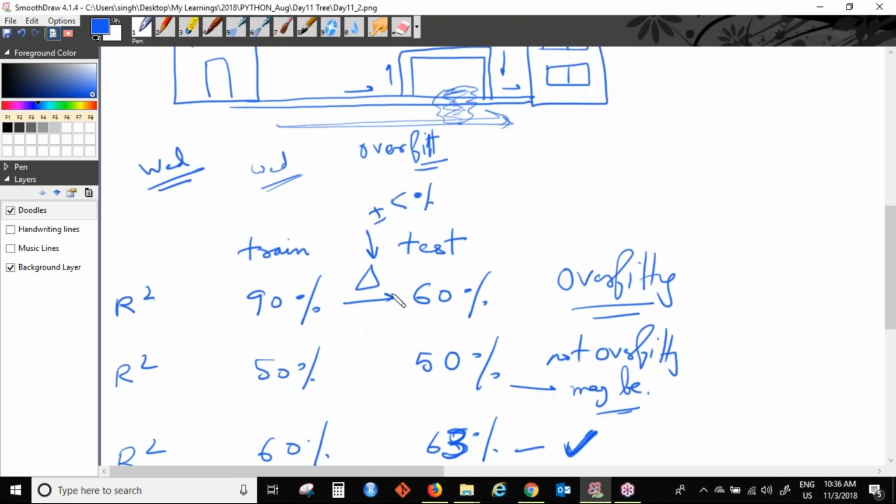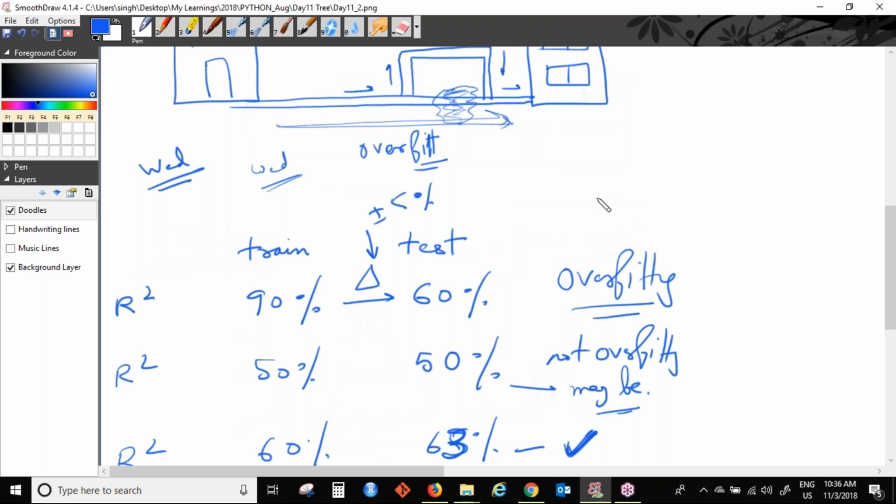But the difference should not be 90 and 60. It should not be like this. This means that you are overfitting. So this is how you can identify overfitting in your data: if your model performs very well on the training data but not so well on the test data. By not so well I mean, you cannot say that if it is 90% in training and 88 in test, it is overfitting. No, the difference should be more than 5%. Only then you can say that it has overfit.